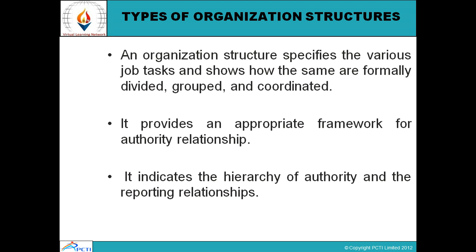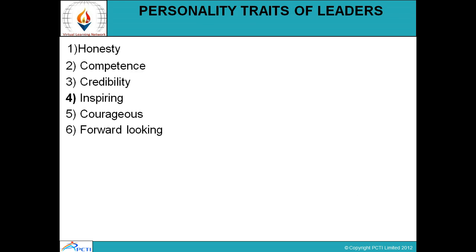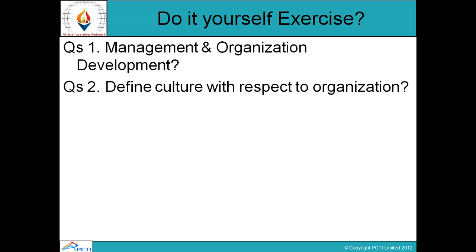Organization structure was the part in which we specified how important it is to specify the line of hierarchy and the line of authority in the organization. Then leadership behavior, leadership traits, and at last the different parameters of the members, that is, the roles members are supposed to play. That was the last topic that we have covered.